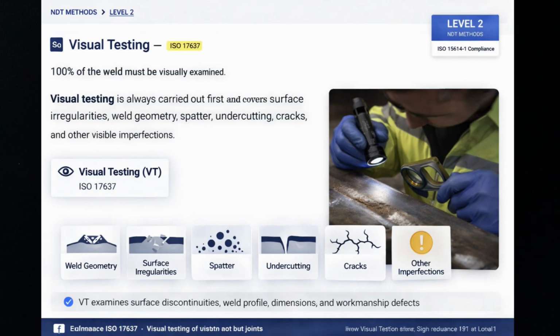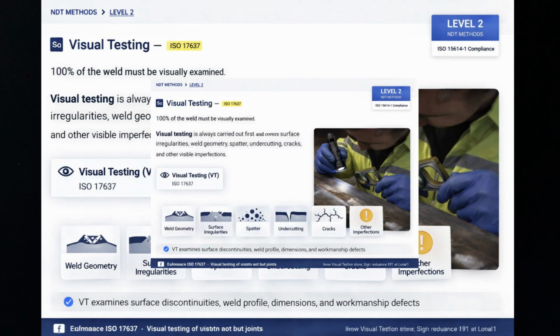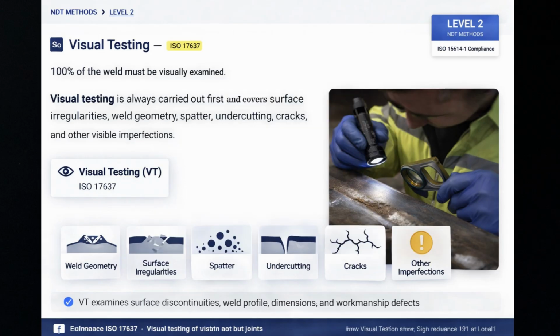NDT methods, Level 2. At Level 2, the NDT program for full penetration butt joints is substantially more comprehensive. Let us go through each method. Visual testing, ISO 17637. 100% of the weld must be visually examined. Visual testing is always the first step and should be carried out before any other NDT method. It covers surface irregularities, weld geometry, spatter, undercutting, cracks, and other visible imperfections.